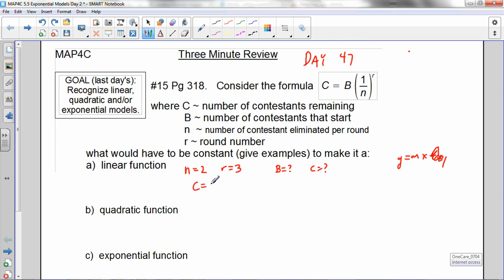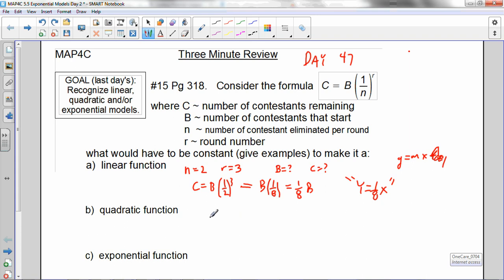It becomes c equals b times 1 over 2 to the exponent 3, and 1/2 to the exponent 3 is 1/2 times 1/2 times 1/2, which is 1/8. So then that function is b times 1/8, or 1/8b, where b is my unknown. That's kind of like my x, and my slope is 1/8. It's linear. And if I were to put that equation into a graphing calculator, I'd see that it's linear.